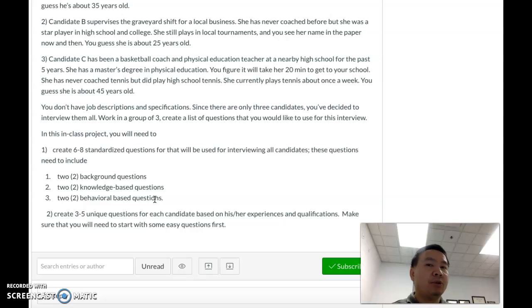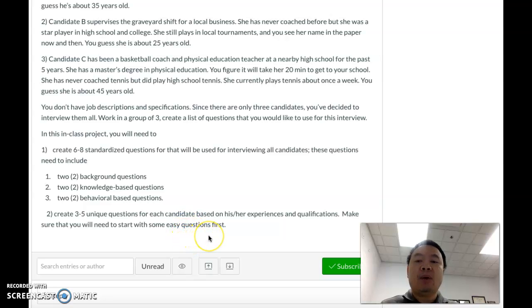Behavior-based questions are also called situational questions. Sort of like, how do they normally manage a crisis? What will be the major issues you think the coach will face on a daily basis, and how are they going to address these issues? Give them more specific questions that will help you understand how they're able to solve issues and problems. So those are the 6 to 8 questions you create, and you can use them to ask all the candidates. So those are standardized questions.